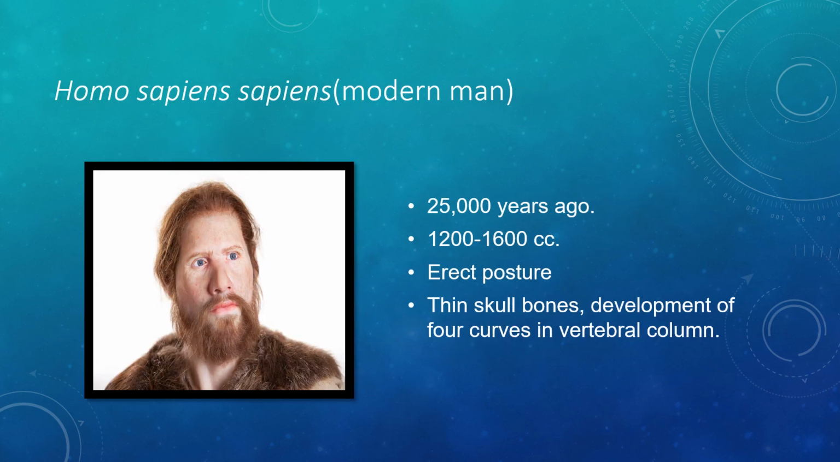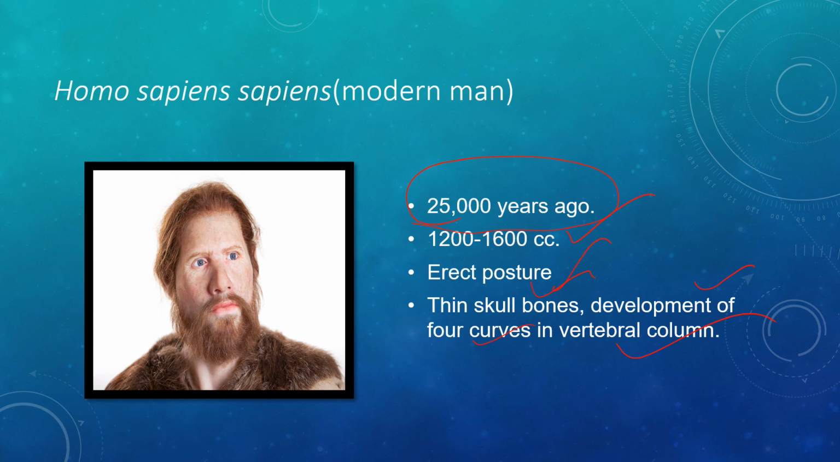Now this is the last one, the Homo sapiens sapiens. This is almost like the modern man. They stayed 25,000 years ago. They had a brain capacity of almost 1200 to 1600 cubic centimeters. They could walk or stand in erect posture. They had thin skull bones and development of 4 curves in the vertebral column. So this is how the evolution process went from Australopithecus gradually to Homo sapiens sapiens.